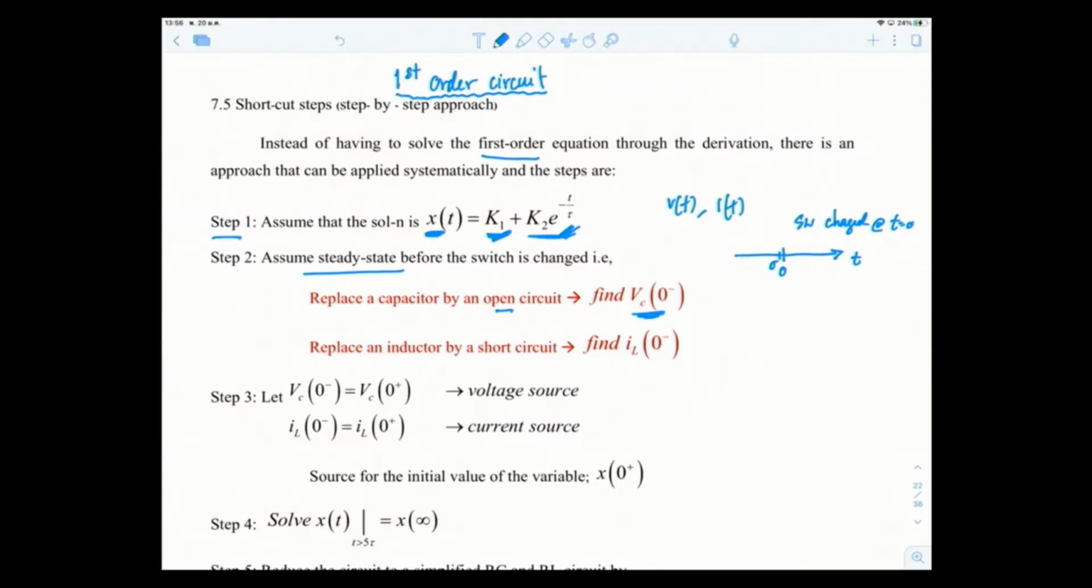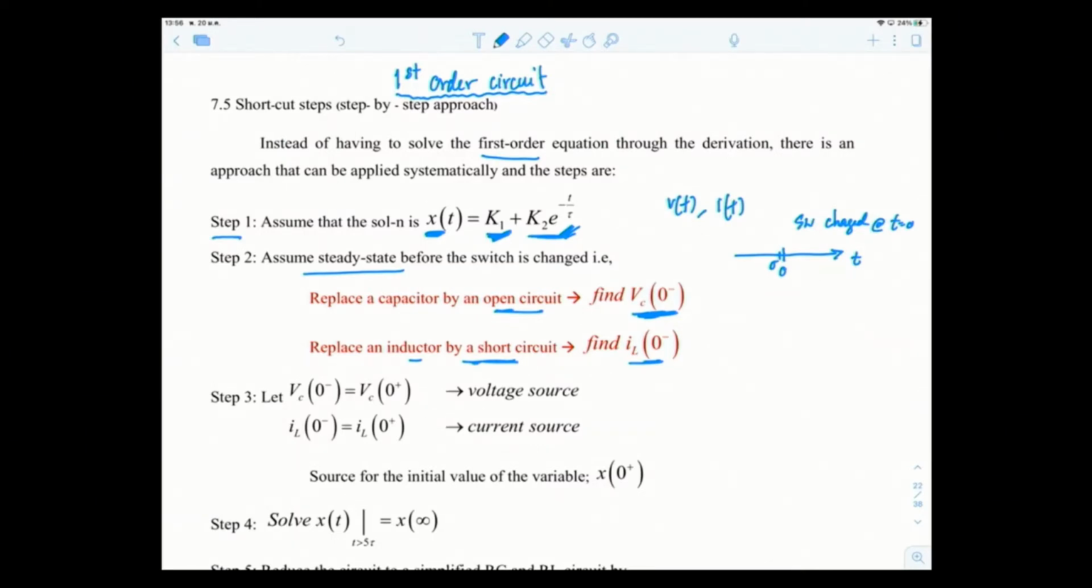If your given circuit has an inductor, the inductor at steady state will behave like a short circuit. So in the case of the capacitor, you find VC at 0 minus, as your capacitor is open. In the case of the inductor, at steady state, it behaves like a short circuit, then you find IL at 0 minus. That's step 2.